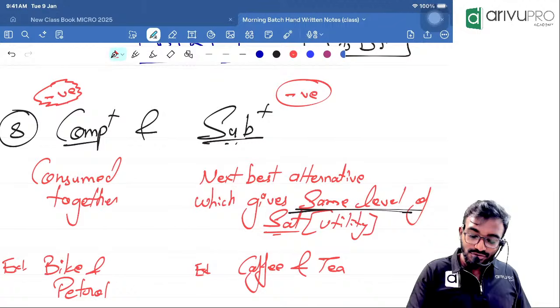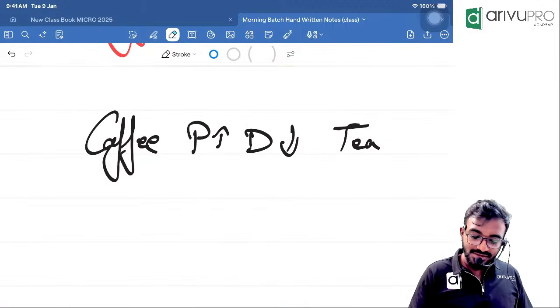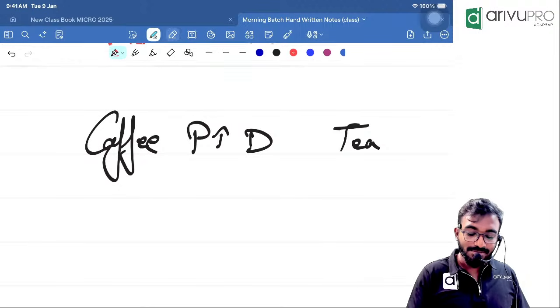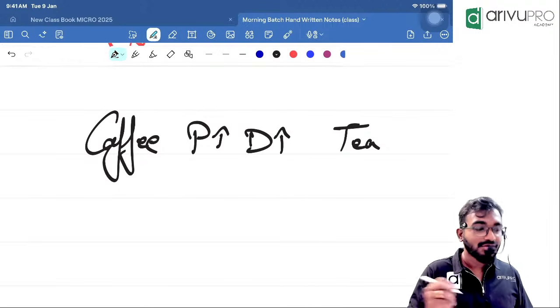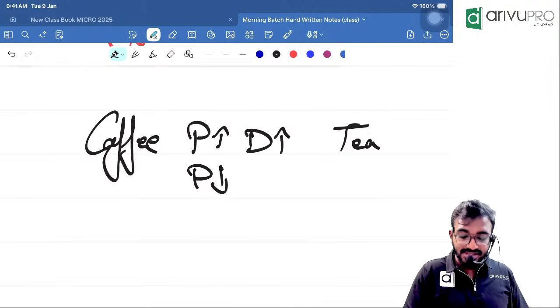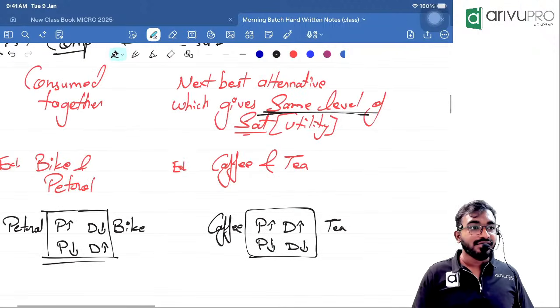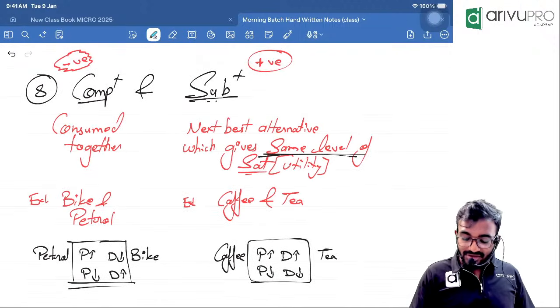See, substitute goods are positively related. That means if the price of one substitute good goes up, the people will prefer the second substitute. Demand for tea will increase. Suppose, sir, if the price of coffee decreases, then automatically demand for tea will also decrease. Clear? Understood? Okay, there is a shortcut to remember.